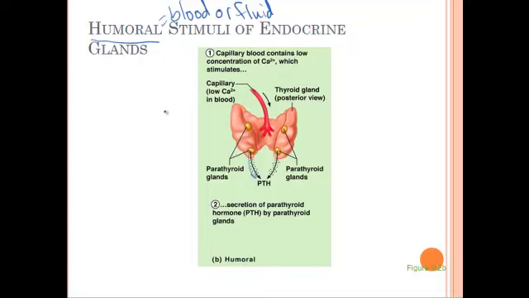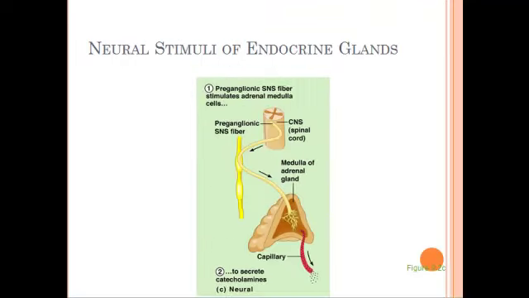And then the last one, I guess here I should mention that the most common type of stimulus is the hormonal. Humoral is next, and the least common type of stimulus is nervous system stimulus. So a neuron going to a certain endocrine organ and stimulating it to release hormones. This does happen, but again, this is the least common type of stimulus of the endocrine glands.